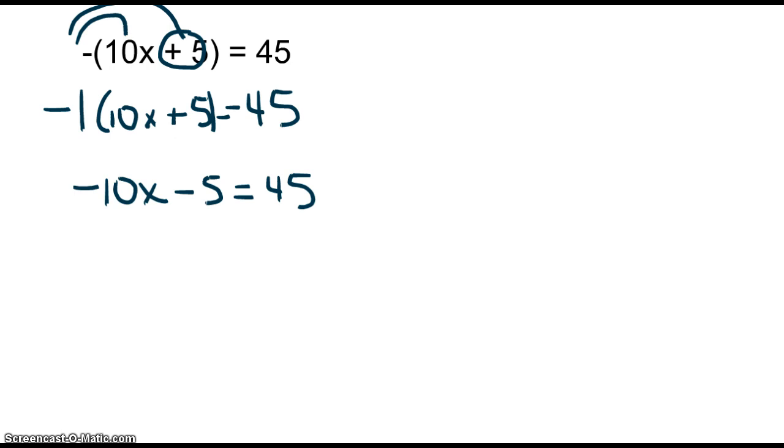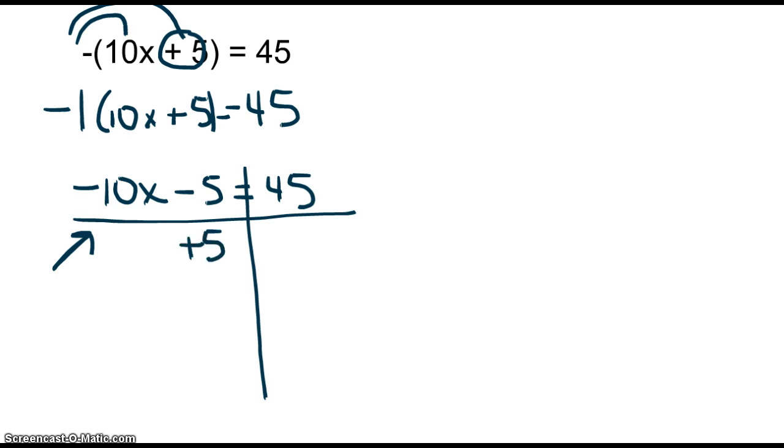So locate our variable on our equation. And we're going to add 5 to both sides because it's minus 5. That leaves us with negative 10x equals 50. Next step is to divide both sides by negative 10 because it's negative 10 times x.